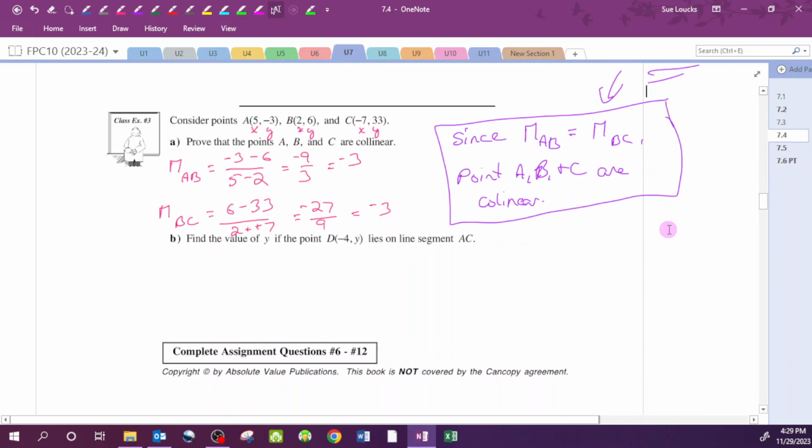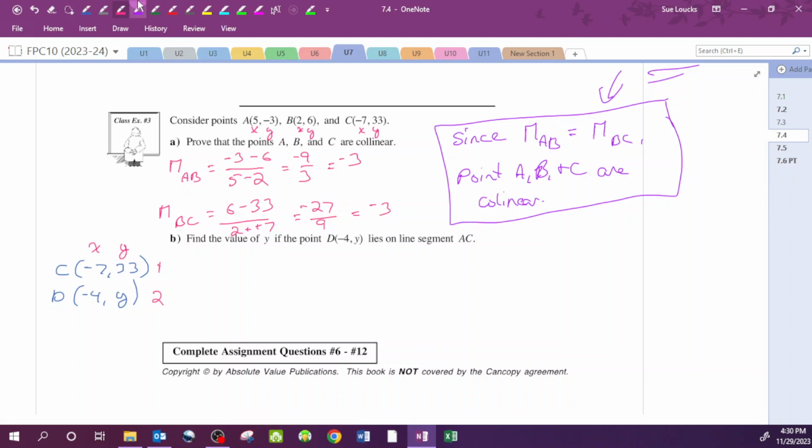Okay, last example in today's lesson. We want to find the value of y if point D is somewhere on AC. For this one, I'm going to come over here and set up my grid, or my table. Point C is at -7, 33, and point D is at -4 and some y, I do not know what it is. These are my x values, these are my y values. This is point 1 and this is point 2.